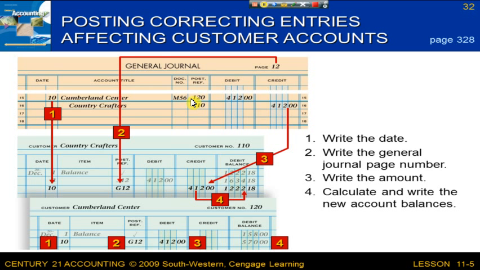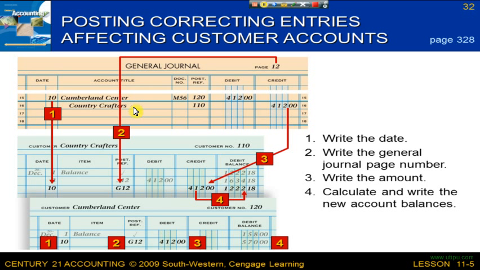Number 2, how does a correcting entry affecting customer accounts impact the general ledger accounts? It did not affect the general ledger accounts. The general ledger account would have been called accounts receivable. We did that one correctly, so just because we had a customer, we messed up on which customer it went to, we do not have to change anything with the general ledger accounts.